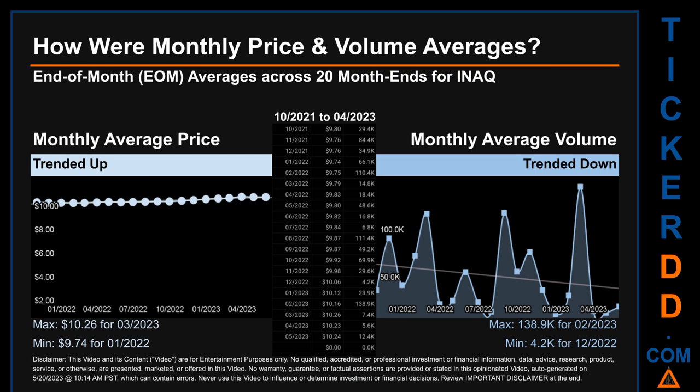The maximum end of month average price was $10.26 for 03-2023, while the minimum was $9.74 for 01-2022. Looking at volume, 02-2023 and 12-2020 respectively saw the highest and lowest monthly average volume at 138.9 thousand and 4.2 thousand.